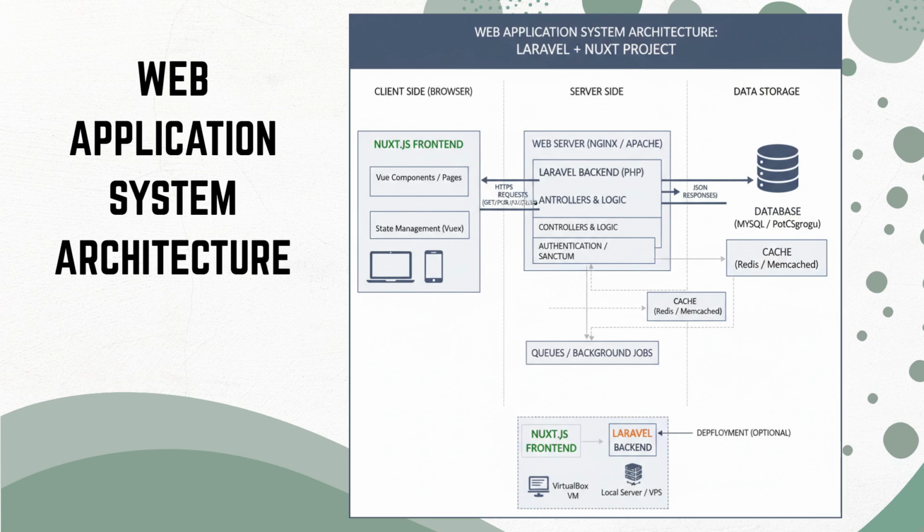The server then finalizes the action by creating a JSON response containing the necessary information or status, which is sent back to the Nuxt frontend to update the user interface. Finally, the optional deployment illustrates that both the Nuxt and Laravel components are co-hosted, typically on a VPS or development environment like VirtualBox, to make the entire system available.